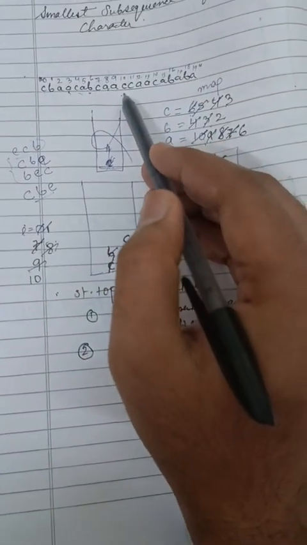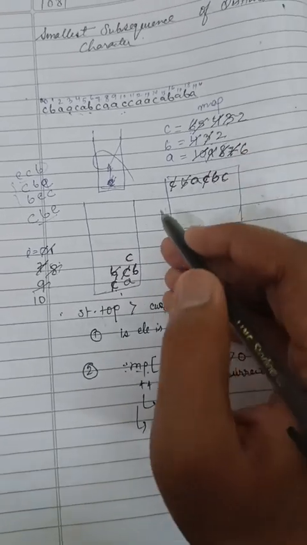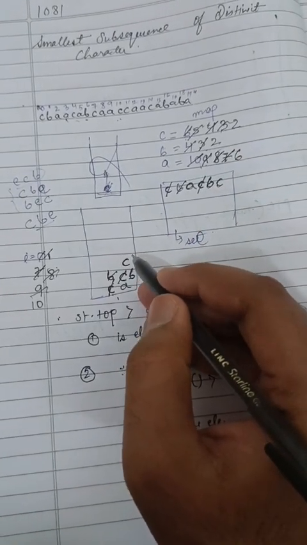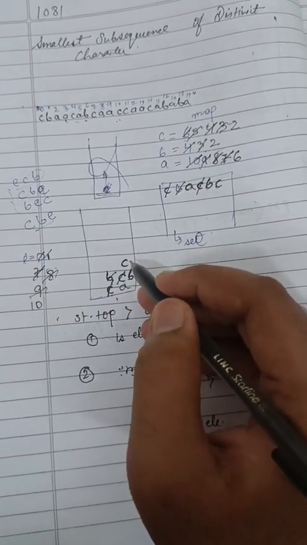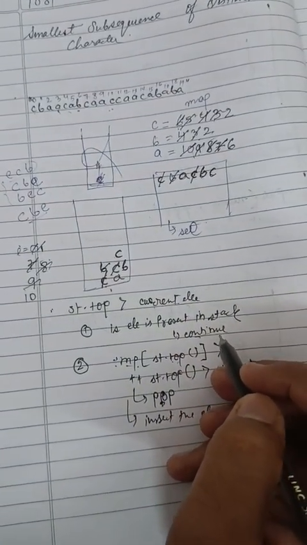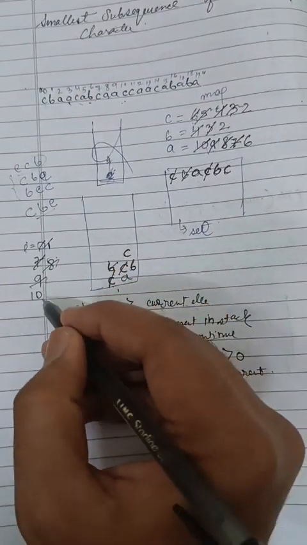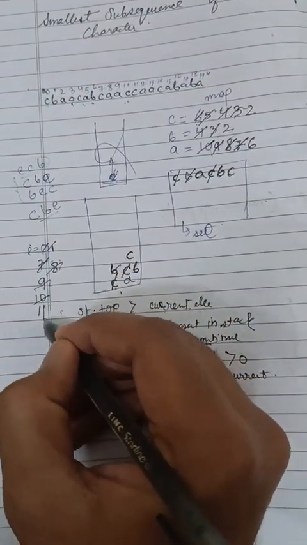Now we are on 10. We are on C. We will decrease the frequency of C to 2. Now when this C will try to insert, but C is not greater than C, right? So again we will see, is C already present in stack? Yes, it is present in stack, so we will have to continue. Then we will be on 11th index.